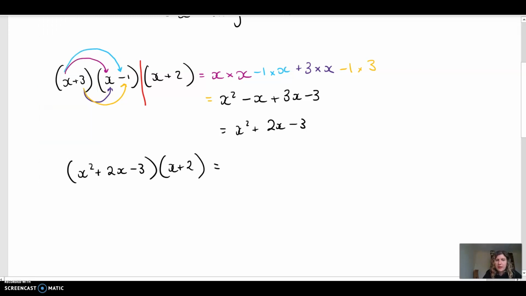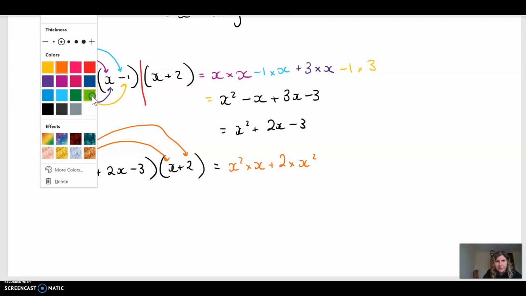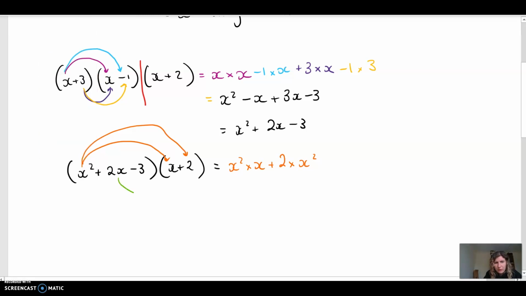So I'm multiplying all of the things in this bracket together with all of the things in this bracket. So first one together, and that gives me x squared times x. And I'm going to use the same colour here, and I'm going to multiply that x squared by the 2. So I'm going to have plus 2 times x squared. Okay, so that's from that first 2. Let me change colours. Now I'm going to look at this 2x times x. So then I've got plus 2x times x, then plus 2x times 2. Okay, so they're from that middle term.